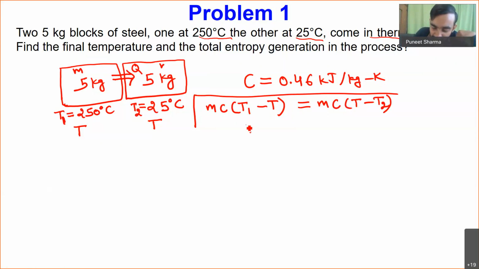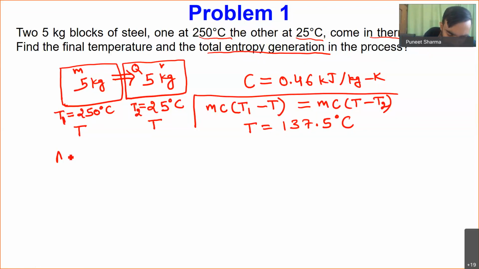So T will be coming out as nothing but equal to 137.5 degrees Celsius. Okay, so this is the value of final temperature after they come to thermal contact. Now what I have to do is determine the total entropy generation. So let me first write down the entropy change for block 1.